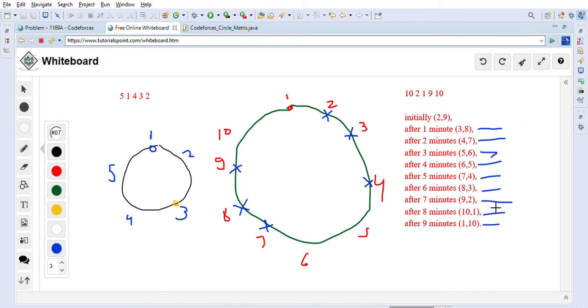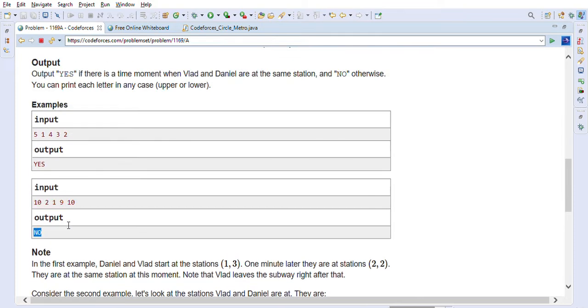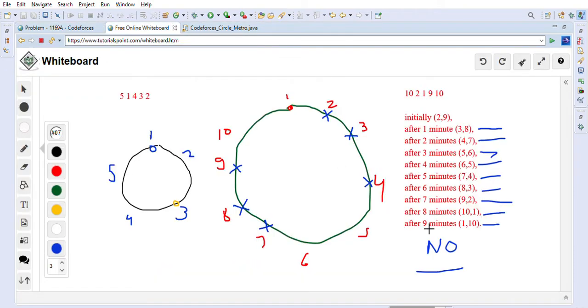So as you can see, there is no moment of time when they are reaching the same station at the same time, right? So we have to return no here in this case. We are returning no because they never reach the same station at the same time, as demonstrated here. This is the flow of where the trains will reach after every minute, and both trains are going in opposite directions. One is going in this direction and the other in this direction, right? So that's what you can see here.